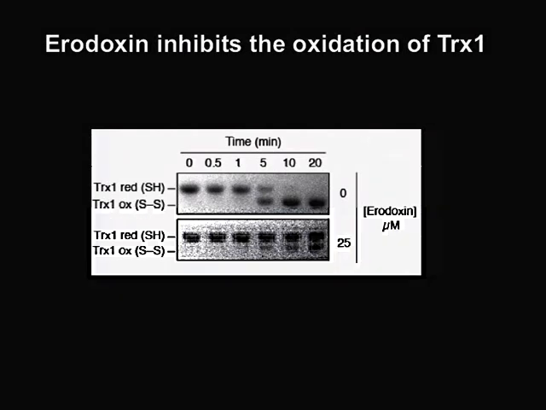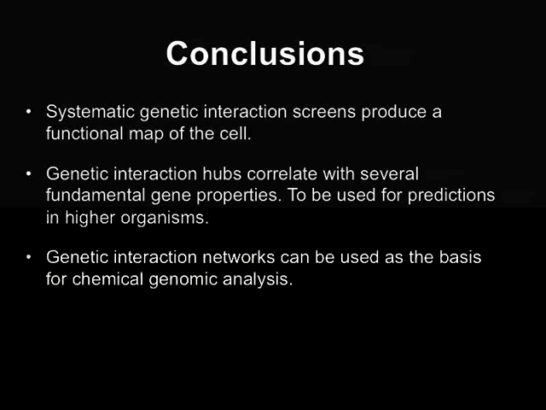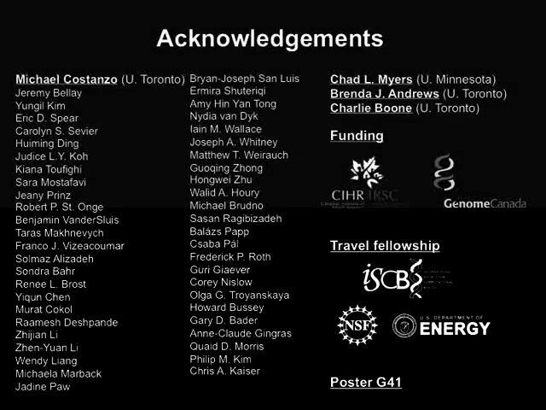So altogether, in conclusion, our data showed that a systematic genetic interaction screen can produce a map of the cell that has never been shown before, showing functional relationships between genes; that genetic interaction hubs correlate with a number of fundamental genetic properties that we can use to make interesting predictions in higher organisms; and that the genetic interaction network can be used as a base for chemical genomics analysis. And I would like to thank all the many people who were involved.